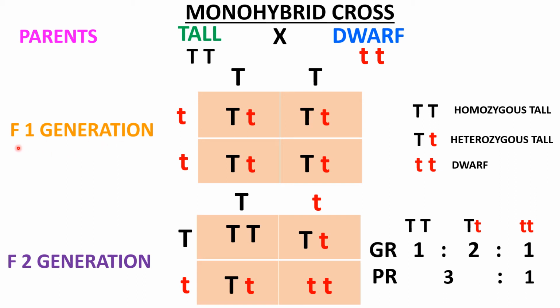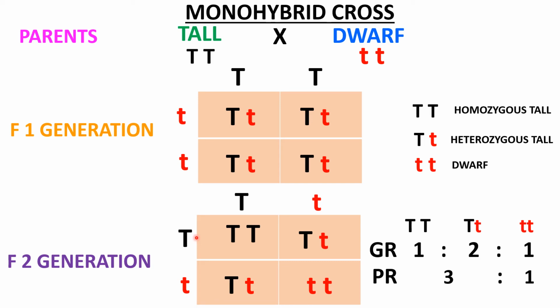After the F1 generation, Mendel carried out the F2 generation by selfing among these, so that one will act as the male and the other will act as the female. The male produces two types of gametes, capital T and small t. Also the female produces two types of gametes, capital T and small t.